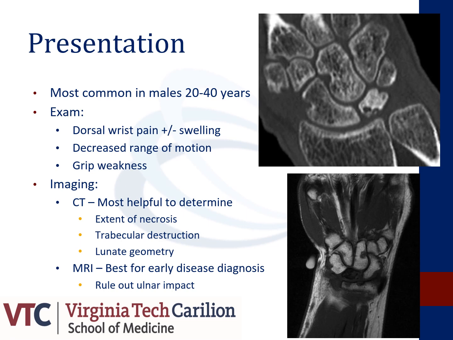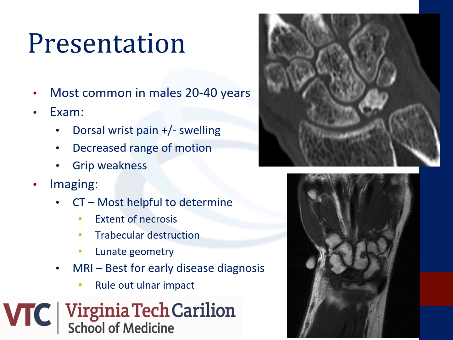Kienbock's disease is most common in males between the ages of 20 and 40 years. On exam, they'll have dorsal wrist pain and swelling, decreased range of motion, and grip weakness. For imaging, if you cannot see sclerosis of the lunate on X-ray but you're concerned, obtain an MRI. The MRI is best for early disease diagnosis. It also allows you to look for alternative pathology such as ulnar impaction.